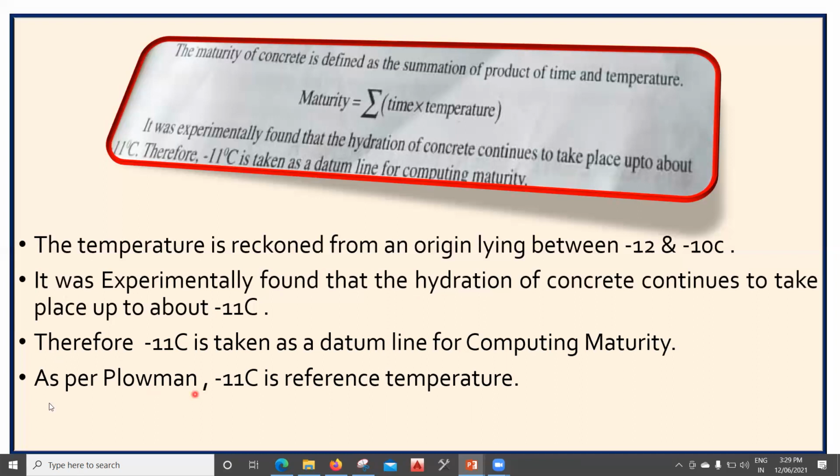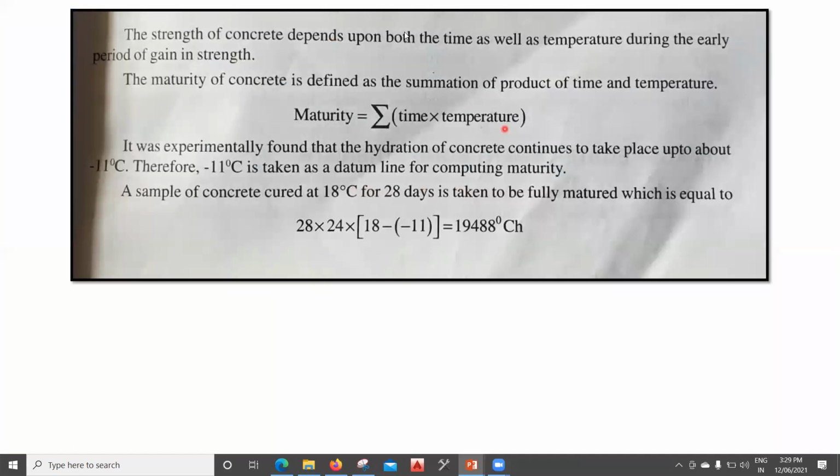So who is that person? The name of that man is Plowman. As per Plowman, -11 degrees Celsius is the reference temperature that we need to take. So again, to put it in a better way, whatever I've explained, I've written it in this way. I won't go through this.